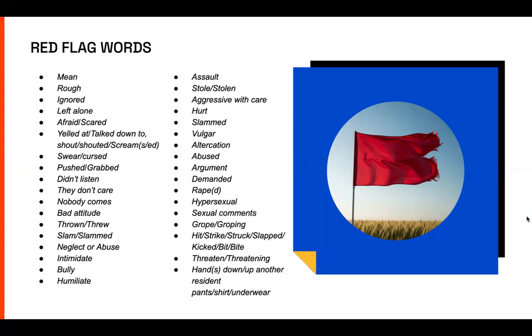I will preface, though, that argument by itself is not necessarily an abuse situation, but the word argument should trigger all of you to dig a little deeper into that situation and ensure that it didn't rise to any level of potential verbal abuse or emotional abuse. So some of these red flag words include mean, rough, ignored, hurt, slammed, abused, demanded, groped, kicked. Those are all things that could make surveyors say, "Hey, what did you do about this information?" If anything, this slide is a good printable one for making sure that we're screening for red flag words.